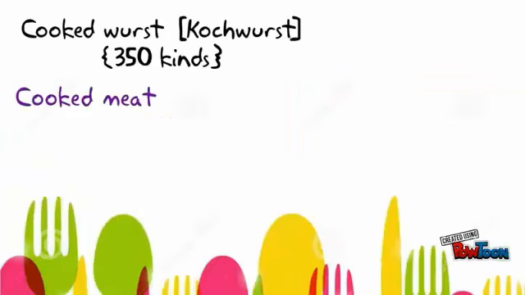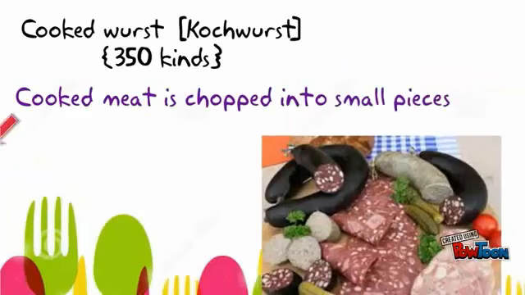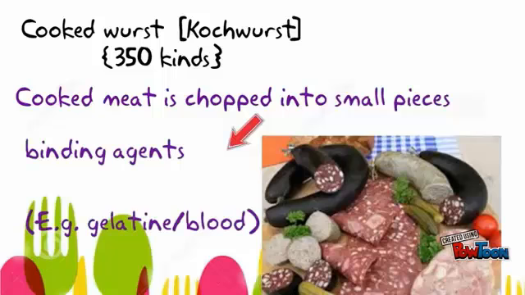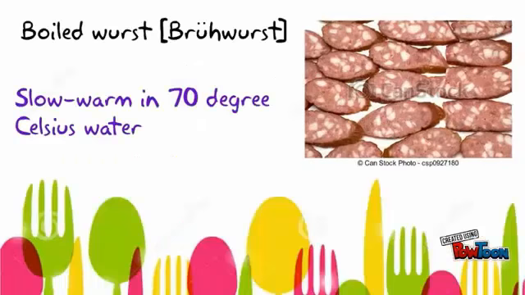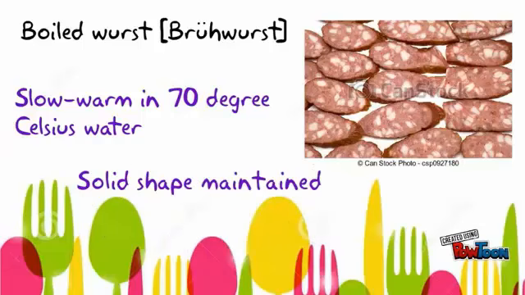For the cooked wurst, small chopped pieces of cooked meat are mixed with binding agents, such as gelatin or blood. It is filled into sausage casing and cooked again. In boiled wurst, meat paste is filled into casing. Cook it slowly in 70-degree water, so that the firmness is always maintained.